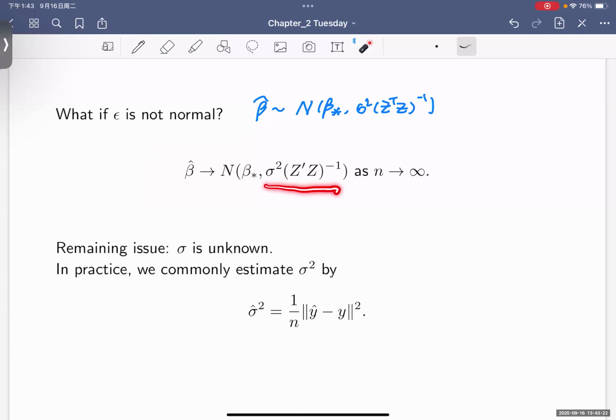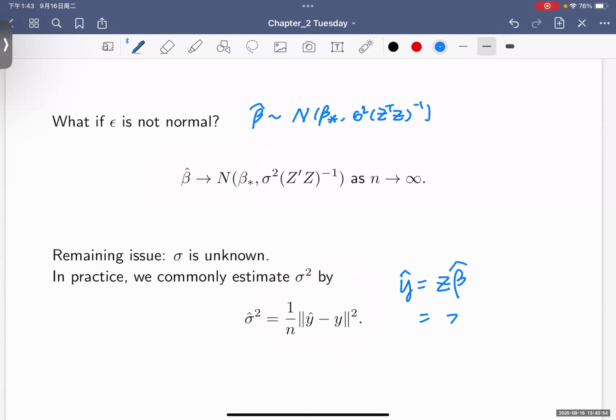If we want to know the variance, Z transpose Z we know, but what is the sigma square? So commonly we will use this one to estimate the sigma square. It's 1 over n times y hat minus y. Y hat stands for z times beta hat. Okay, so this is y hat. Y itself is our data. So let me write this one down in detail. This is z times z transpose z inverse z transpose y. Okay, so this is how we estimate the sigma square at this moment.